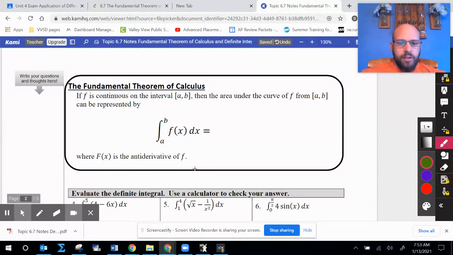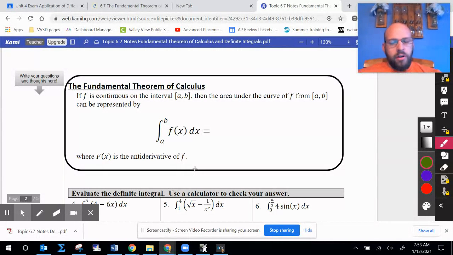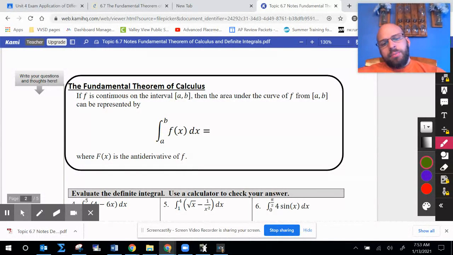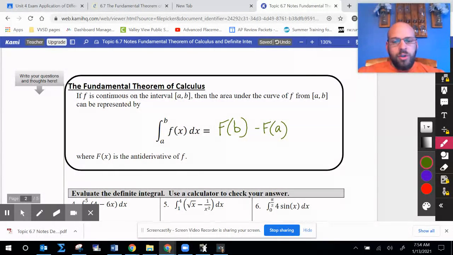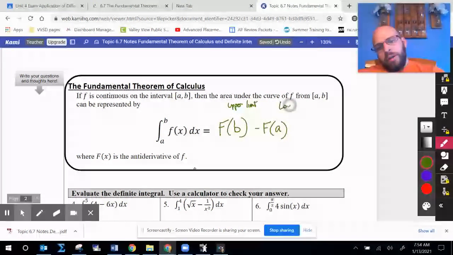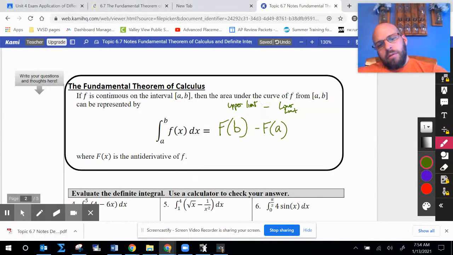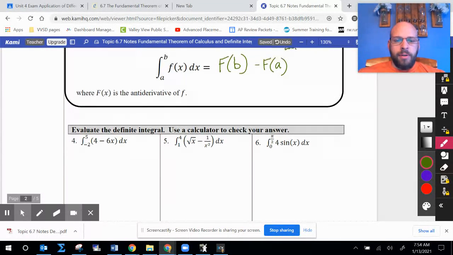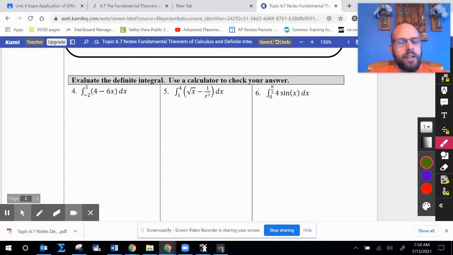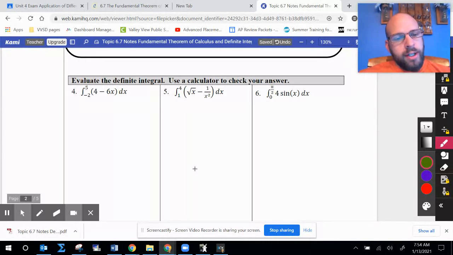Okay? So if f is continuous on the interval a to b, the area under the curve is given by this expression. So the way we evaluate this expression is I'm going to take the antiderivative of b minus the antiderivative of a. So always the upper limit minus the lower limit. So if we were to evaluate these integrals, I first want to take the antiderivative.